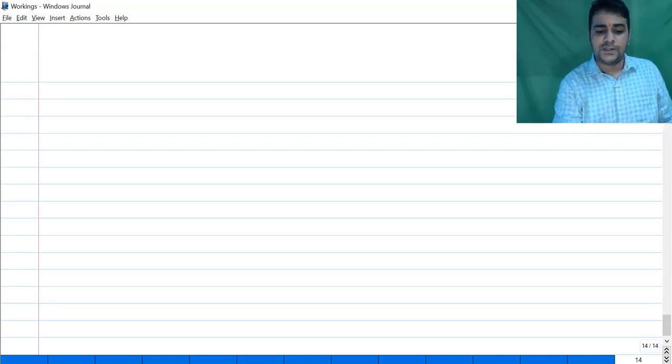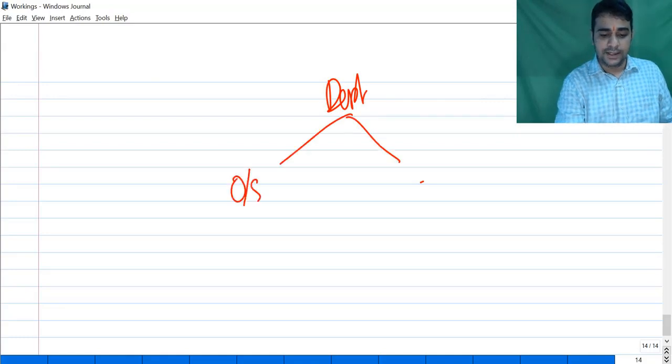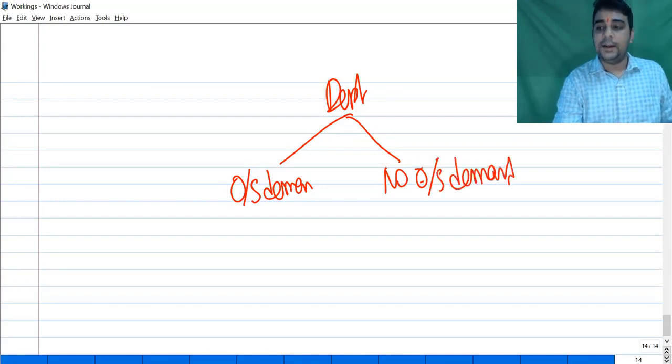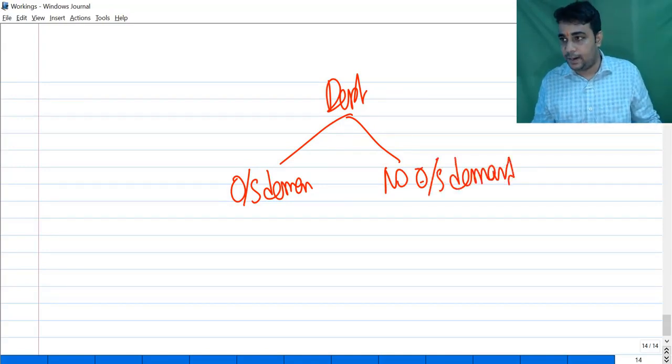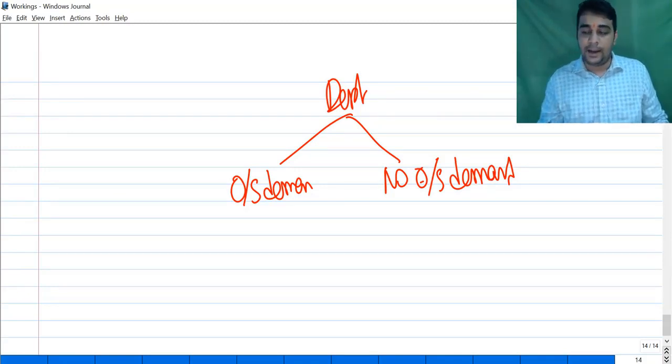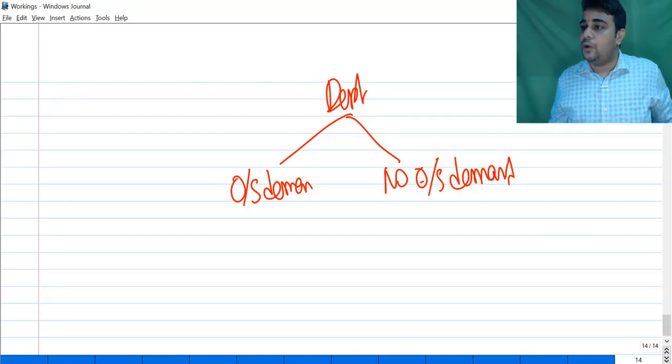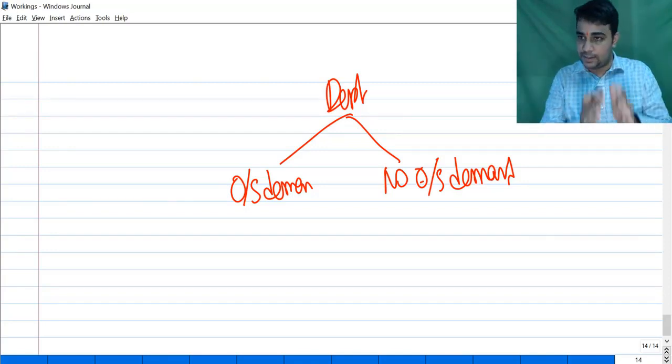Now the departments would be of two categories: outside demand and no outside demand. There are departments which will have outside demand and there are departments which will not have outside demand. If you don't have any outside demand, what happens is this department is within the company.